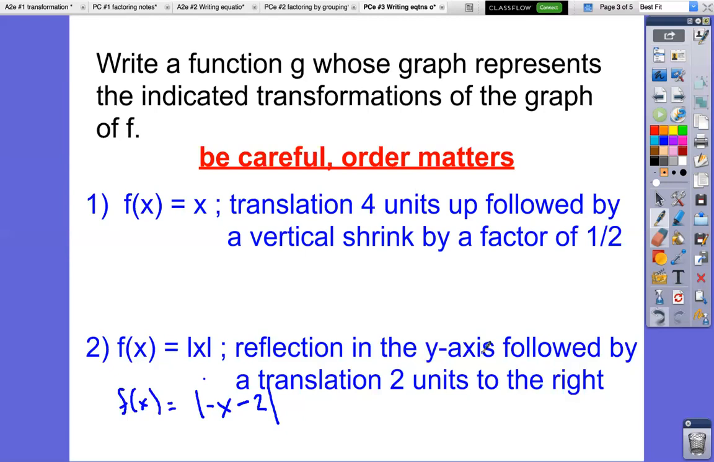Okay. Now, if it would have said a translation 2 to the right and then a reflection, so if I would have switched these up, so if I said 2 to the right and then a reflection, well, 2 to the right would be like this, and then I'm doing a reflection, then I'm taking the opposite of the entire thing, and that would look like this. All right, so be careful. The order matters.